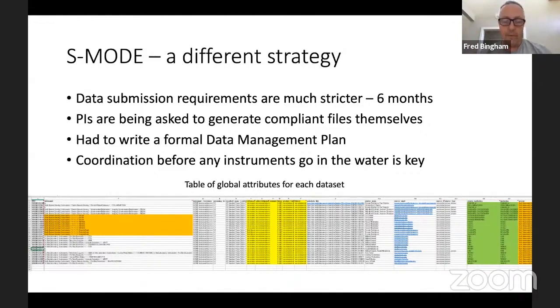And this is just a spreadsheet that Jack McNellis at PODAAC and I have been developing for each data set. Each data set is a line, and each column is a metadata attribute. We're pre-assigning these attributes to all these data sets so that the PIs know how to formulate their files.